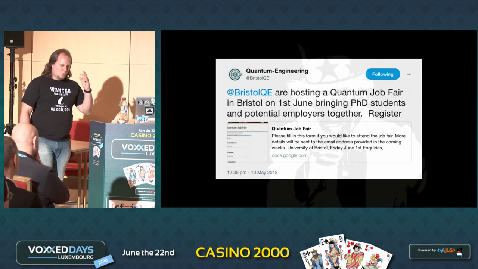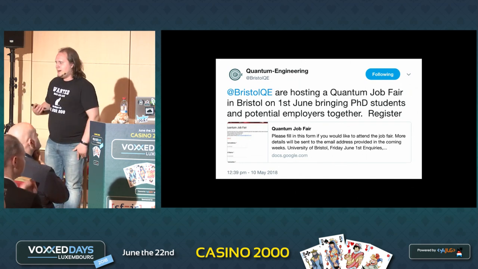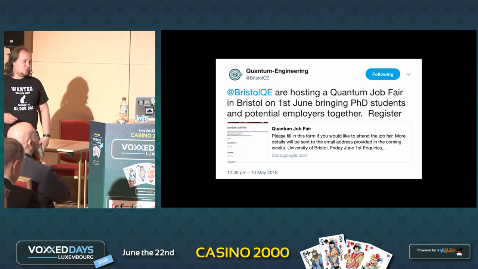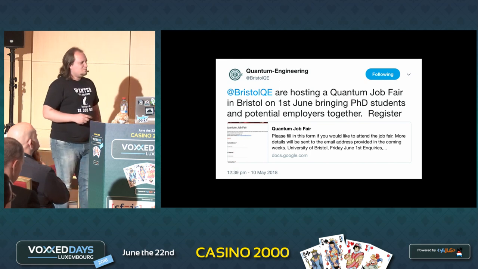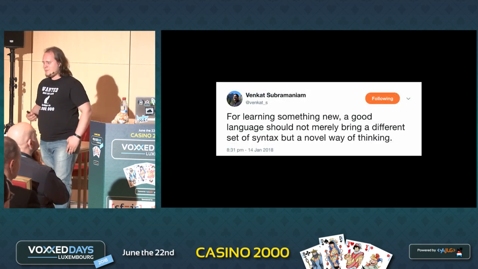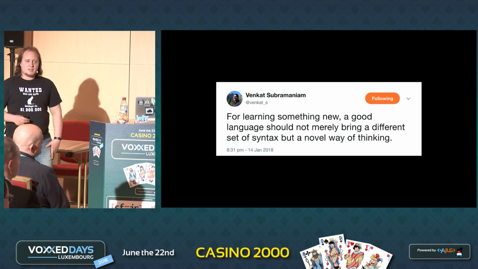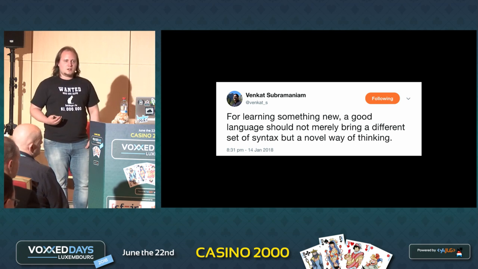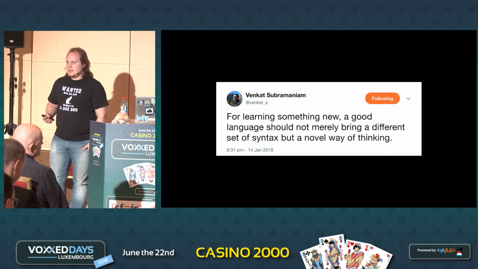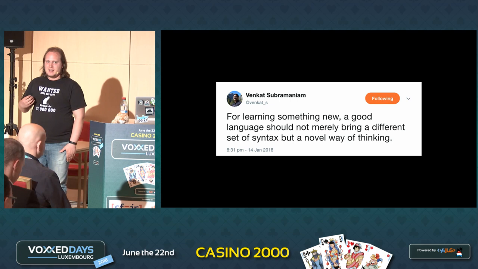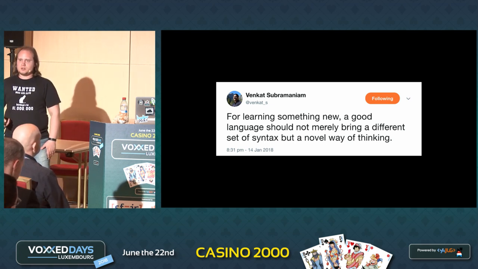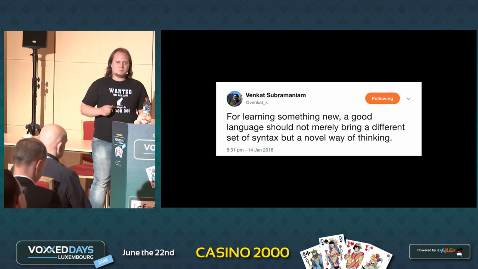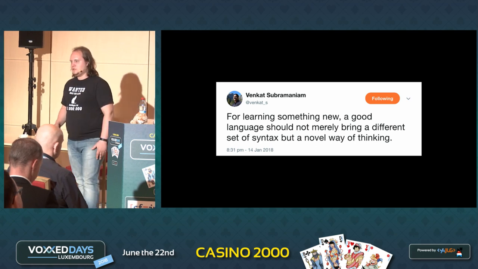Why should you care? Well, one thing is, job security is always a good thing. About a month ago, just over a month ago actually now, the first quantum computing job fair was held in Bristol in the UK, but probably more immediate would be this here. Venkat is another speaker, and he's not the first one to say this, but I think he put it quite nicely. When you learn something, try to learn something that's different from what you know in as many ways as possible, because it will help you think differently and give you a broader perspective. And that can be useful in so many ways. And believe me, quantum computing is so different from what you've done so far.